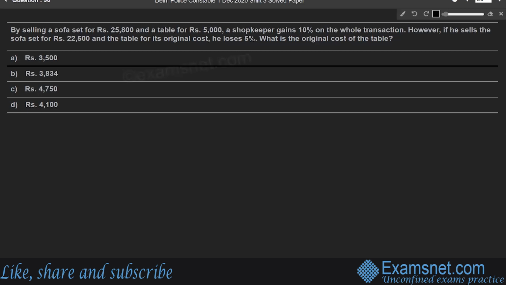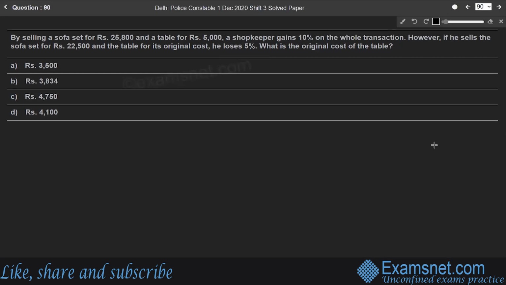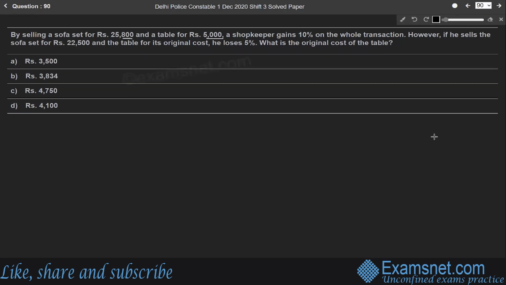Question 90. By selling a sofa set for rupees 25,800 and a table for rupees 5,000, a shopkeeper gains 10% on the whole transaction. However, if he sells the sofa set for 22,500 rupees and the table for its original cost, he loses 5%. What is the original cost of the table? So here we are using the formula of profit.